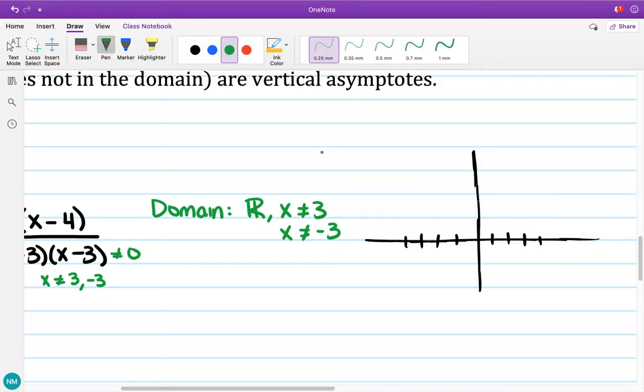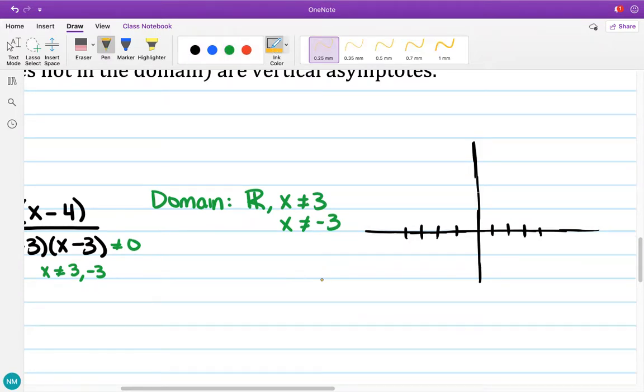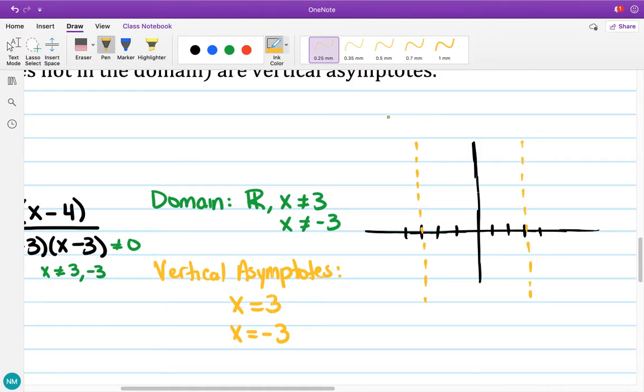My vertical asymptotes are going to be, and I'm going to put it in this color, x equals 3 and x equals negative 3. So I have x equals negative 3 here, and x equals positive 3. Now, what's important here is that means that this graph is going to have 3 separate sections to it. Something is going to happen here, here, and here.